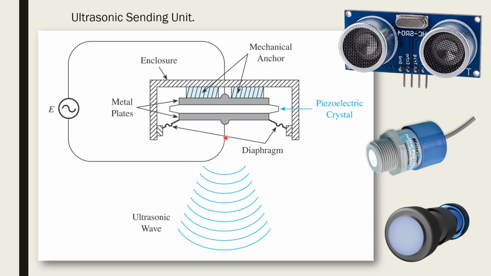So the longer it takes for this wave to bounce back, because it shoots it out in little bursts. So it'll shoot out a burst and wait to see how long it takes. It starts the clock as soon as it shoots it out, and it waits to see how long it takes for it to come back. The time that it takes is a function of the distance between the sensor and the material that it's looking at.